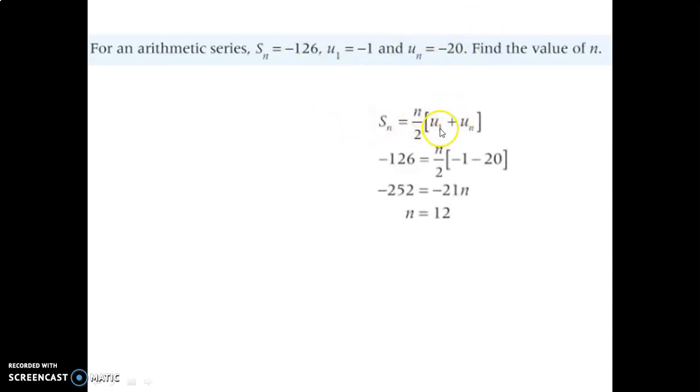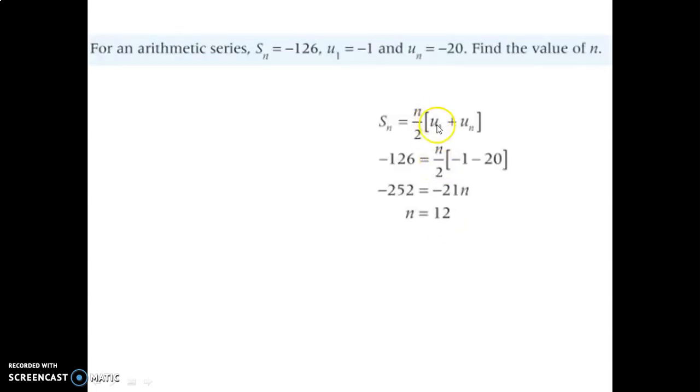Okay, so we're using the sum formula for arithmetic. Plug in what you know here. That allows you to solve for n. N is 12. Is that all we have to do in that one? Yeah, I think that's it. That was pretty simple. Okay. All right, next one.